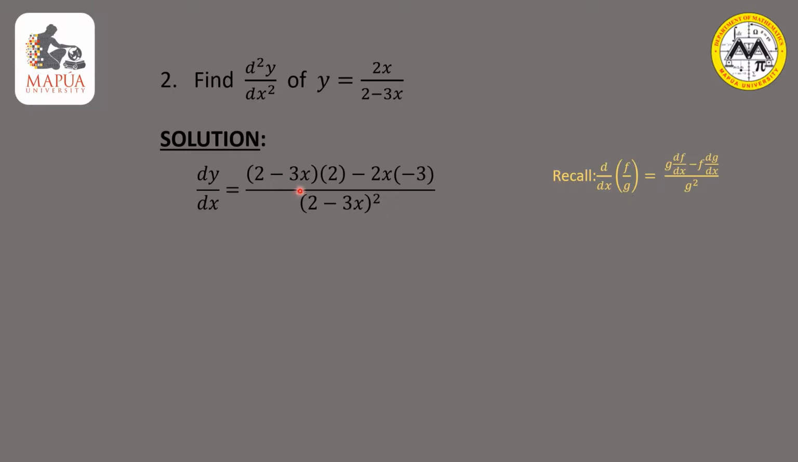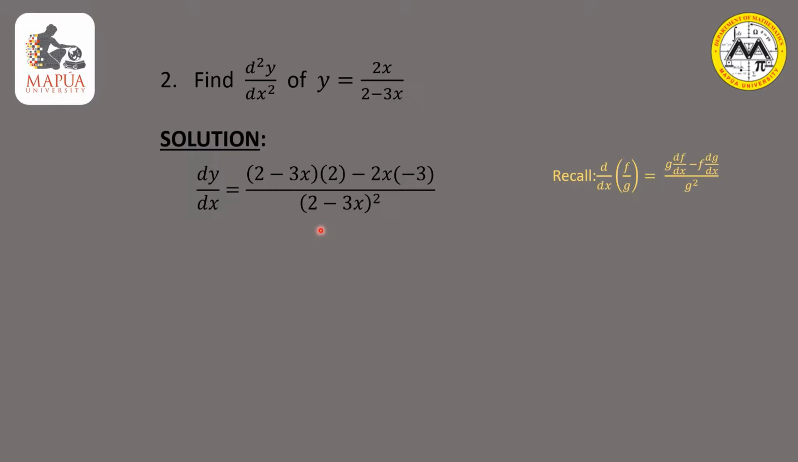We have 2 minus 3x, which is the denominator, times the derivative of 2x, which is just a 2, minus the product of the numerator 2x with the derivative of 2 minus 3x, which is just a negative 3. This difference to be divided by the square of the denominator 2 minus 3x.